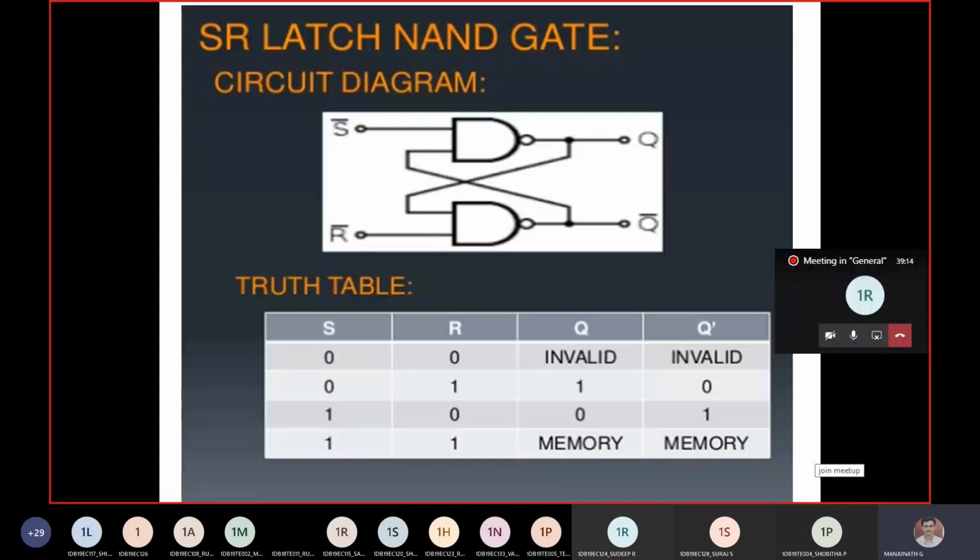So what is the meaning of high impedance state here? Have you heard this word, high impedance state? Anyone? So I will tell, for the 1, 1 condition, the gate reaches high impedance. What is the meaning of high impedance? It retains the previous output. Retains the previous output. Good. So that is why it says memory.